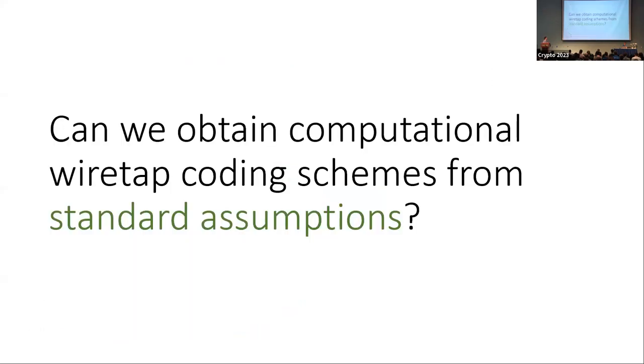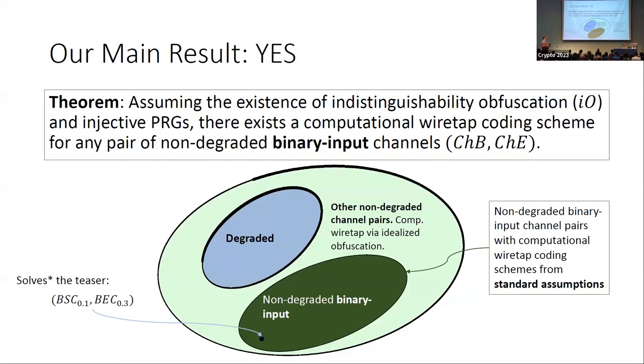And now we ask the foundational question: can we obtain computational wiretap coding schemes from standard assumptions? Our main result makes progress on this by answering it in the affirmative. Theorem: assuming the existence of IO and injective PRGs, there exist computational wiretap coding schemes for any pair of non-degraded binary input channels. So this is a large class of standard channels.